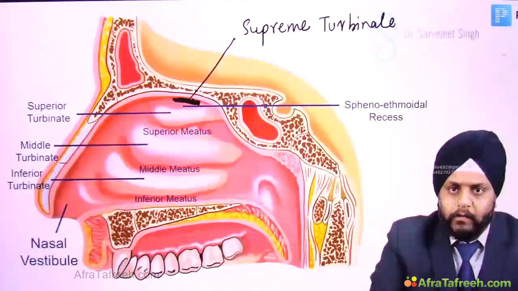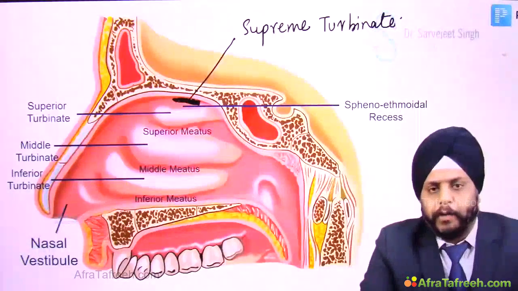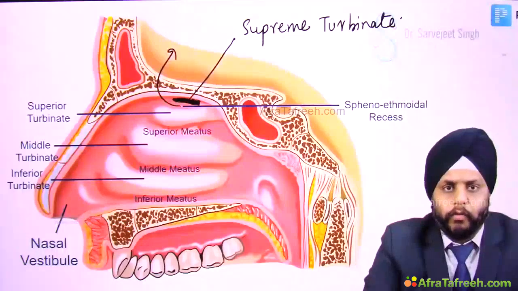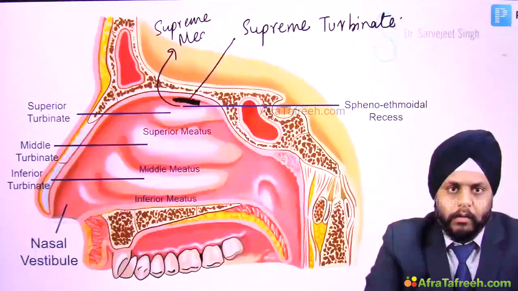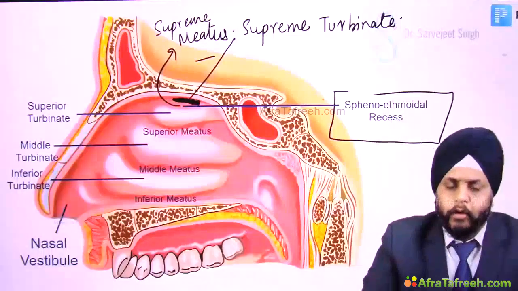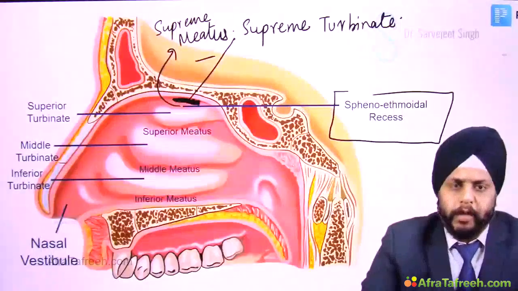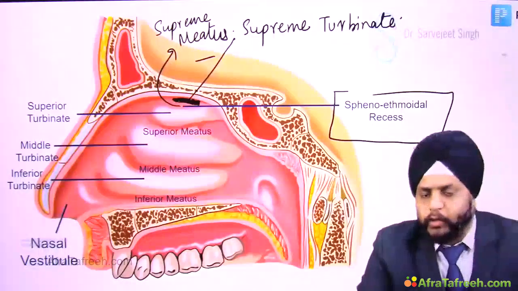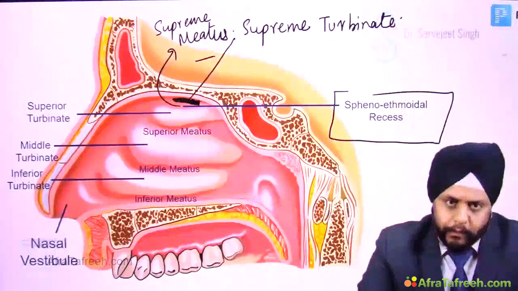Okay, so this is now known as supreme turbinate. That means the space below the supreme turbinate will be known as supreme meatus. This space we had earlier called sphenoethmoidal recess. So remember, the name will change. If there is a supreme turbinate present, you will call it supreme meatus. But usually there is no supreme turbinate, so we call it sphenoethmoidal recess.